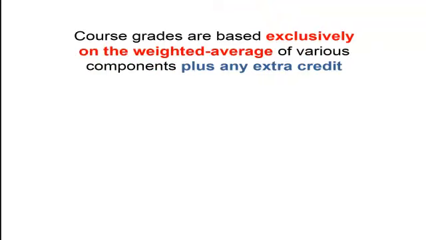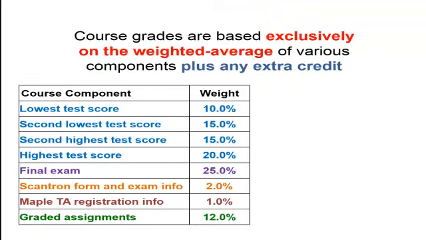Course grades, it's just a straight up weighted average. So there's going to be 4 tests, and you can see the lowest test score of the 4 gets 10%, the highest gets twice as much, 20, the 2 middle scores get 15. There's a final exam worth 25. Then there's some points that are just based on following directions and effort, following directions with the information you give us on tests, 1% for signing up properly for Maple TA, and the graded assignments are worth 12.